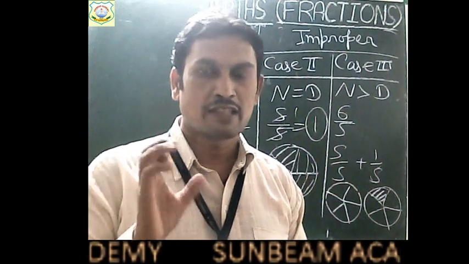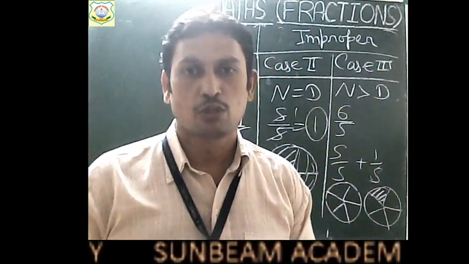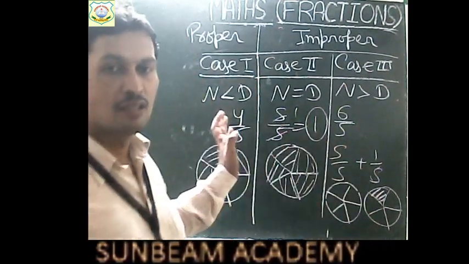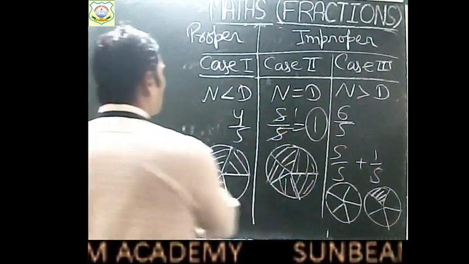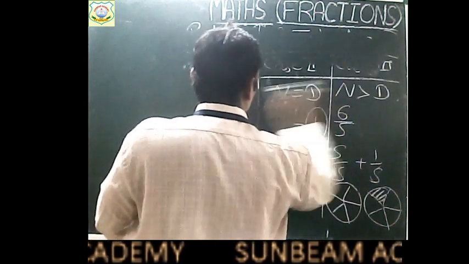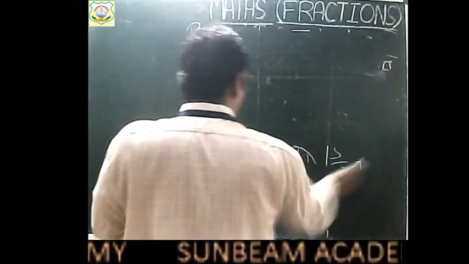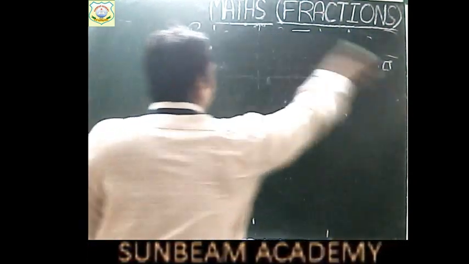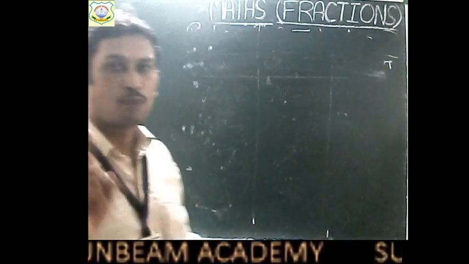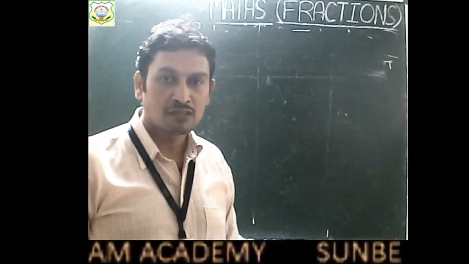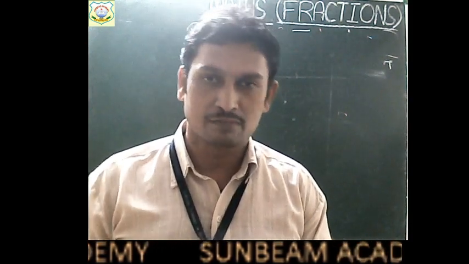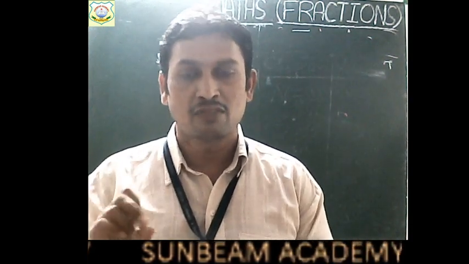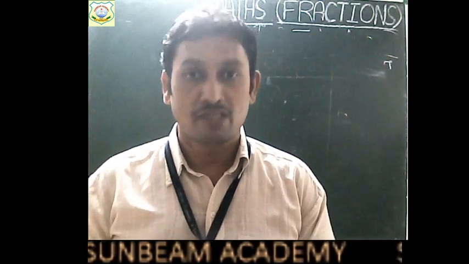Alright, children? So I think you can solve these questions. I request you to solve this question in your notebook. I am solving the question here on the board at the same time. And children, always remember that a proper fraction is always less than 1 and an improper fraction is greater than or equal to 1. So you can note it down somewhere in your rough notebook or fair notebook.